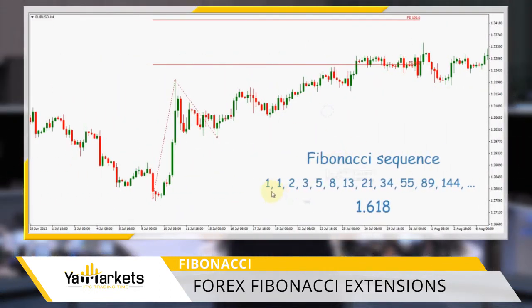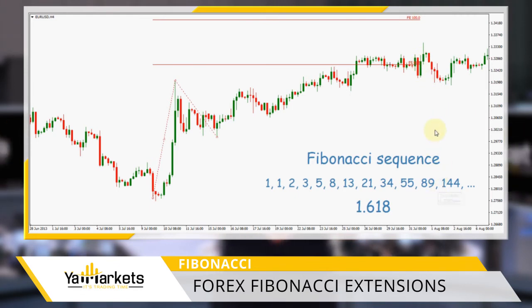The ratio between any number in the sequence and the previous number is 1.618. Let's take a look at how to use these in your trading. In an uptrend, you draw a Fibonacci extension from the most recent swing low to the most recent swing high, and then back to the latest retracement. This will show you the two main levels at which you should set your price targets, 100% and 1.618% extension.